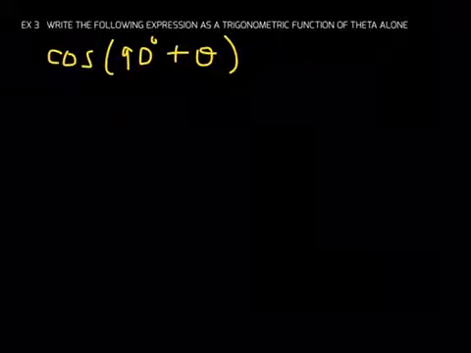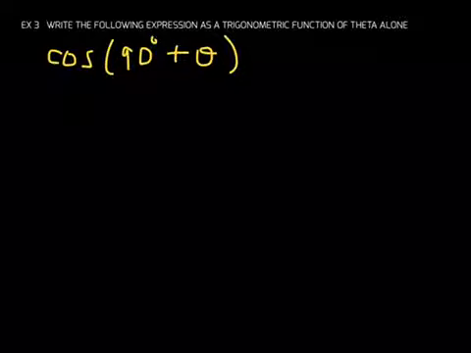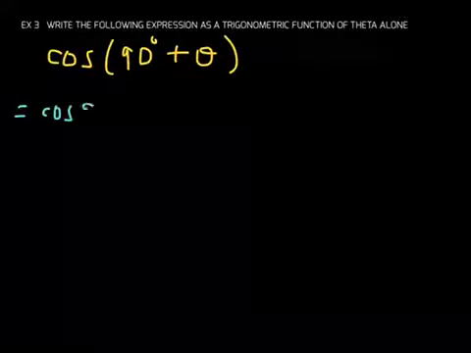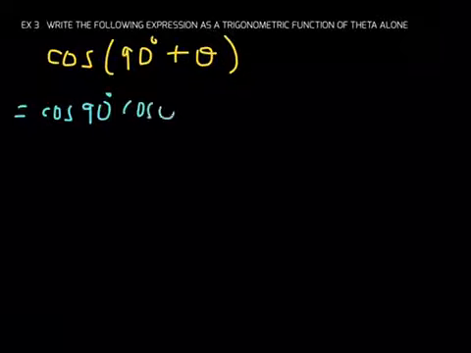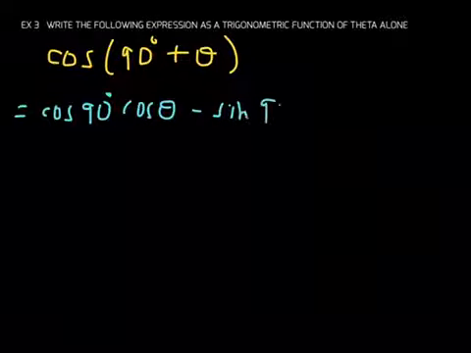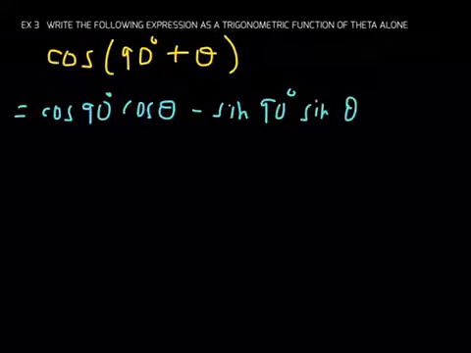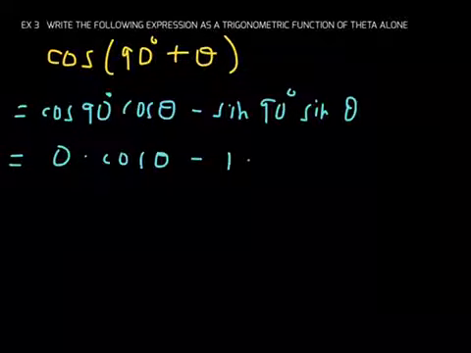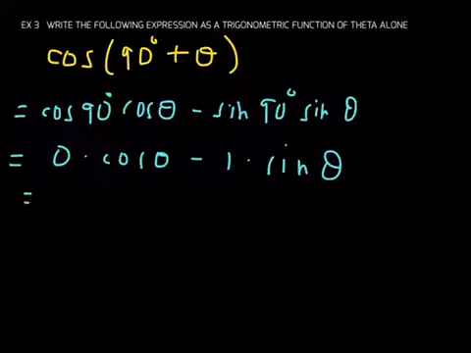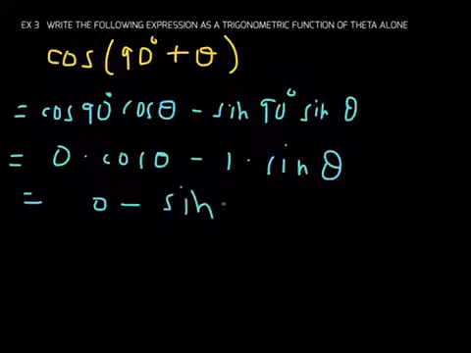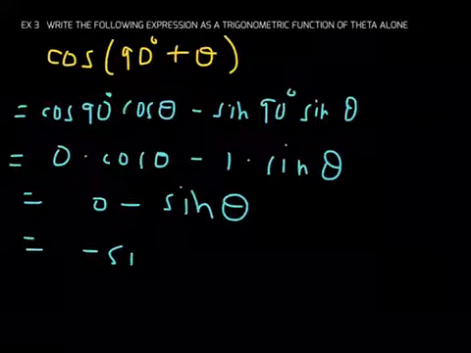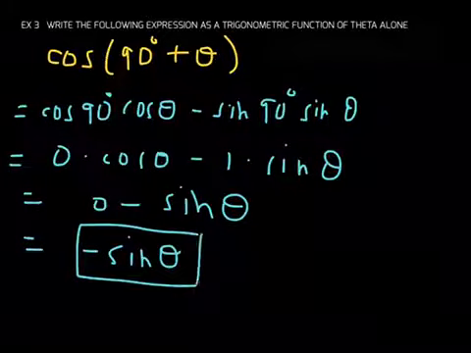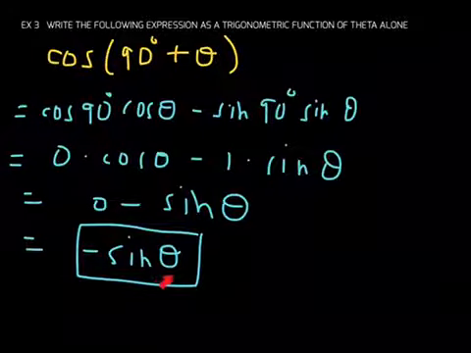All right, cool. So what we can do is use our sum identity for cosine to expand this. So this would be the same thing as cosine of 90 degrees times cosine of theta minus sine of 90 degrees times sine of theta. Now, we all know cosine of 90 degrees is 0. So that's 0 times cosine of theta minus sine of 90 degrees, which is 1, times sine of theta. So then this whole thing is just 0 minus sine of theta, which is the same thing as negative sine of theta. That's all they wanted you to do, folks, is rewrite the original expression as a function of theta alone. That's it. Good.